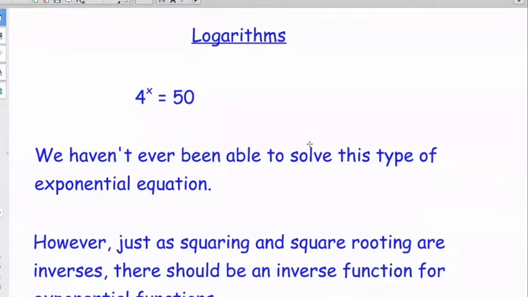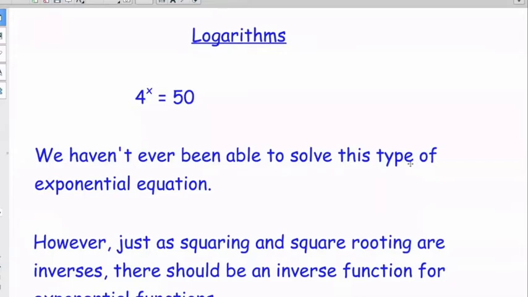So logs. Logs are really, really important. They are going to allow us to solve an equation that we've never been able to solve before. And the one at the top there, 4 to the power of x is equal to 50, is something that we've never been able to work out the value of x for. But using logs, we are going to be able to.